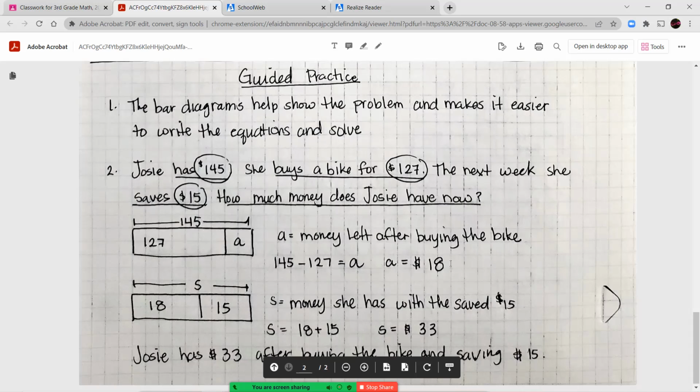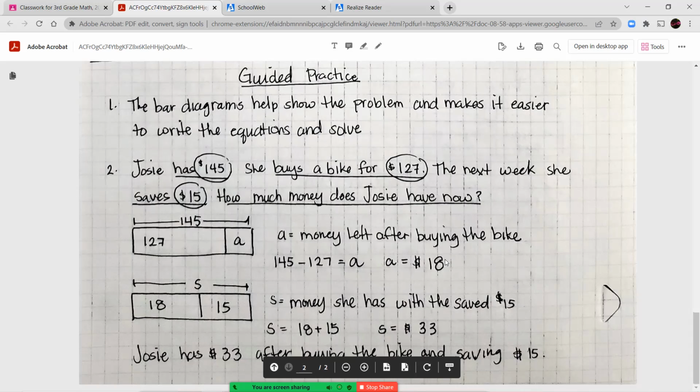So I know she has $18 right now, but then she saves $15 the next week. So S is going to be my variable here. S is the money that she has after she saves the 15. So $18 that she had left over from the bike purchase, plus the $15 more that she saved. S is equal to 18 plus 15, or $33. And the answer to my main question, Josie now has $33 after buying the bike and saving the $15.